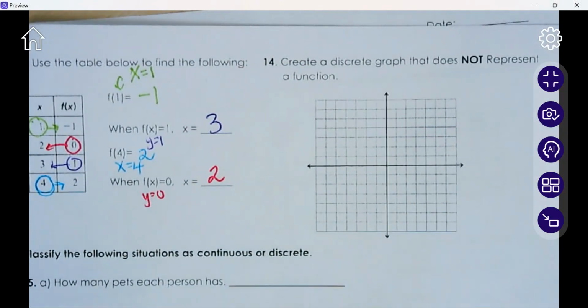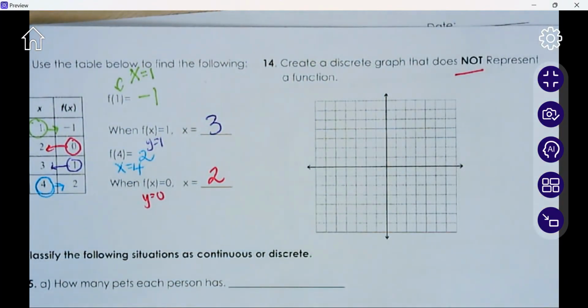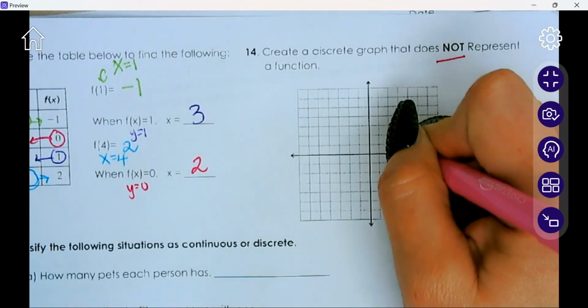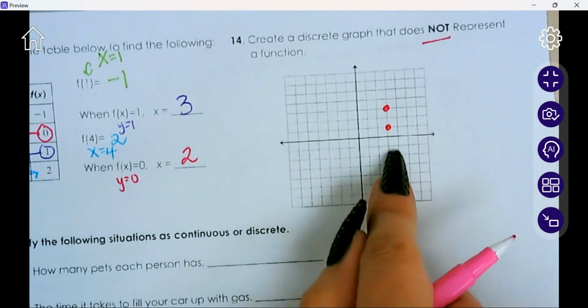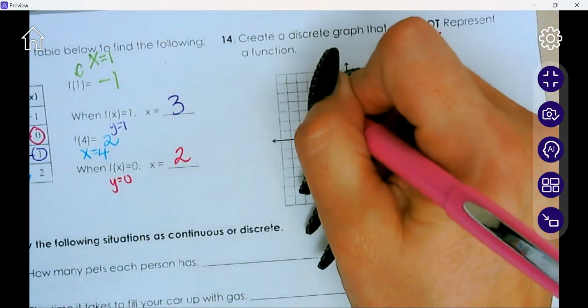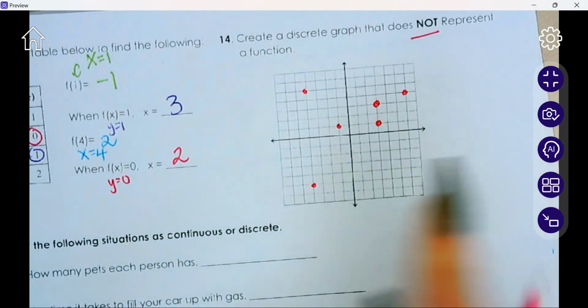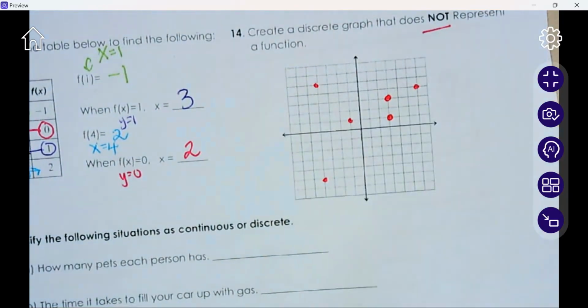Number 14, create a distinct graph that does not represent a function, okay? So if something does not represent a function, that means that there has to be duplicating x's. So that means you have 2 x's on top of each other. Now this one, a vertical on top of each other. So this could be any type of graph. You can create your own. You can put points wherever. The biggest thing is that it needs to fail the vertical line test. So as long as it fails the vertical line test, you know that it is not a function.